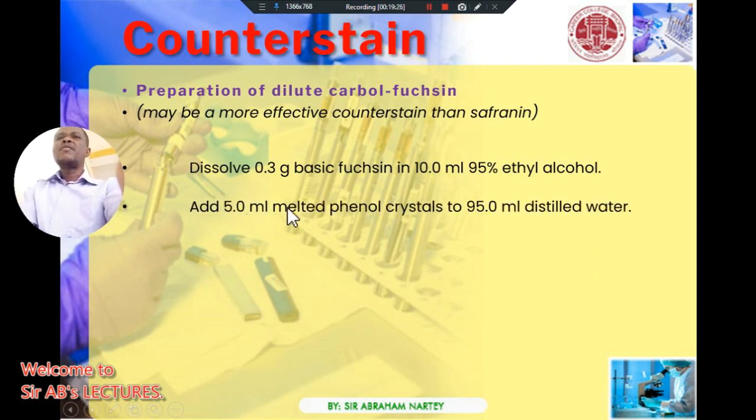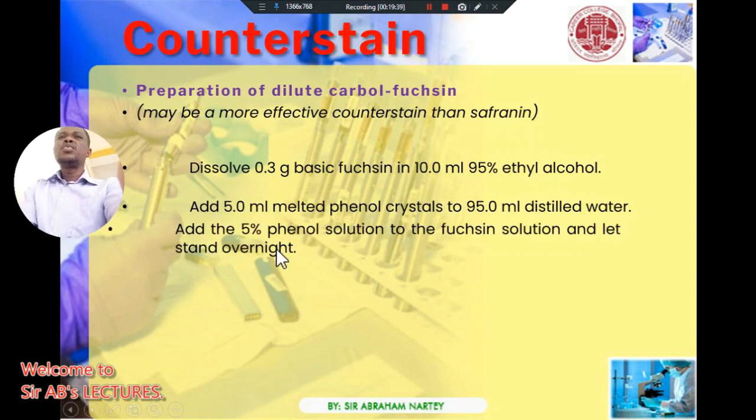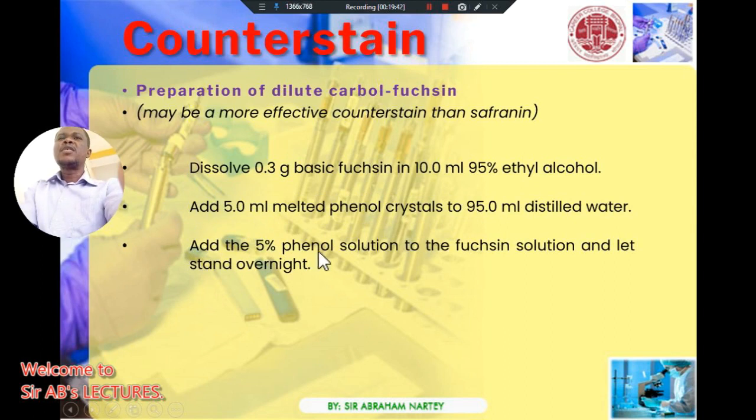So you add 5 milliliters of melted phenol crystal to 95 milliliters of water. So at the end, you are having solution in step one, and you have another solution in step two. So what you do? You add 5% phenol solution to the fusion solution and let it stand overnight. At the end, you also filter with coarse filter paper. And I believe for this time, you know the reason why you filter with the coarse filter paper.